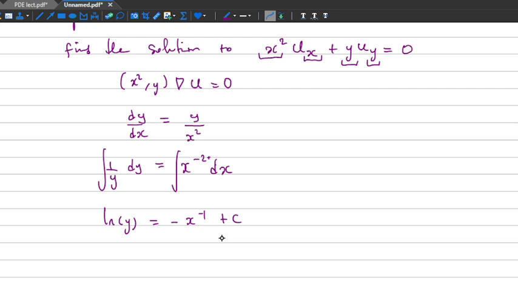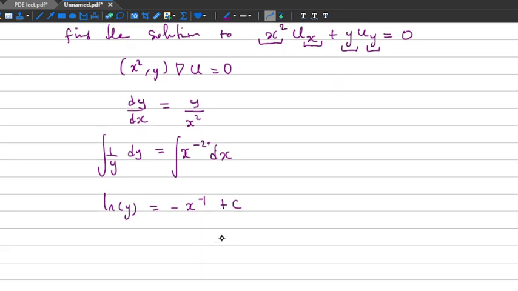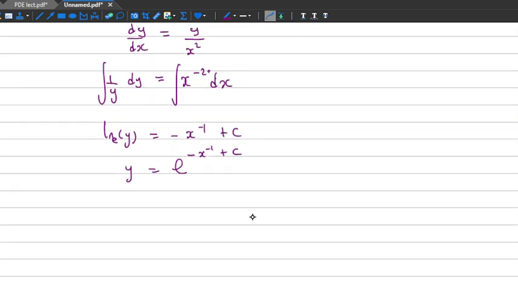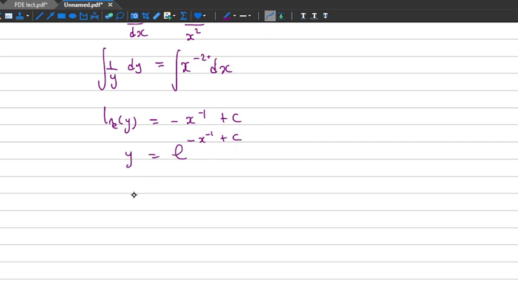Then we can write this as, this is log to base e, so it's the same thing as y equals e raised to the negative x to the negative 1 plus c. We simplify the constant, so this can be written as y equals c e to the negative 1 over x. Yes, so we can write it as this.